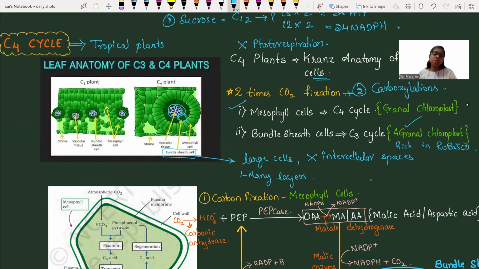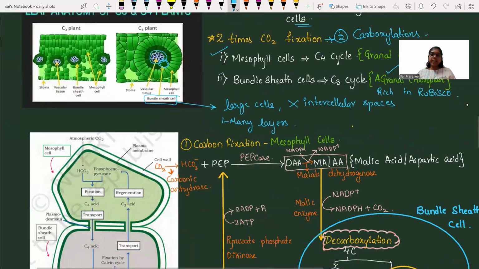Two carboxylations, one in mesophyll cells and the other in bundle sheath cells. In mesophyll cells, we have granal chloroplasts. In bundle sheath cells, we have agranal chloroplasts. So how these carboxylations are taking place, let us see in detail.